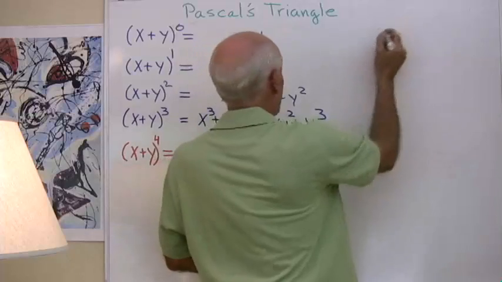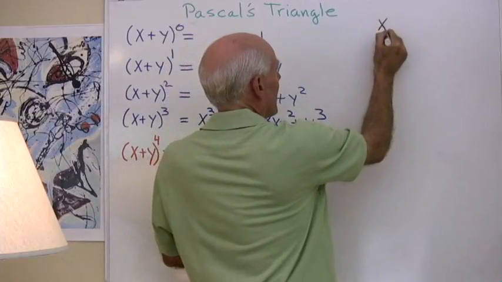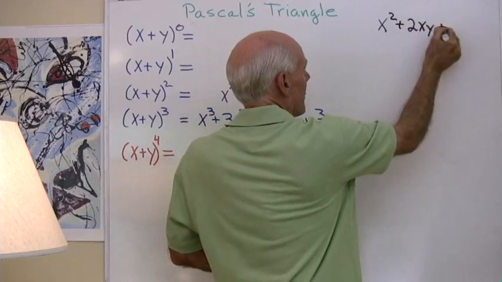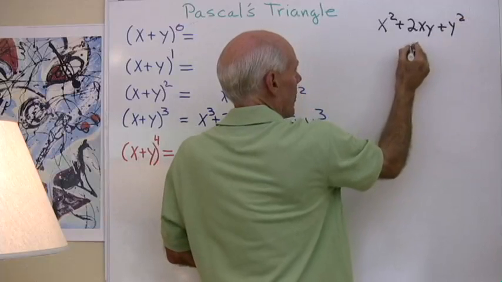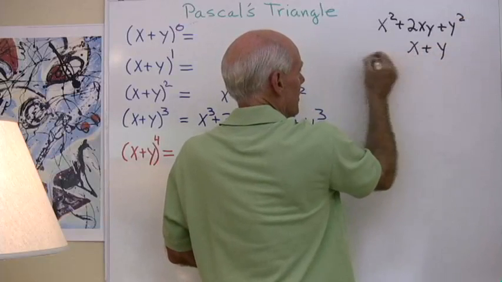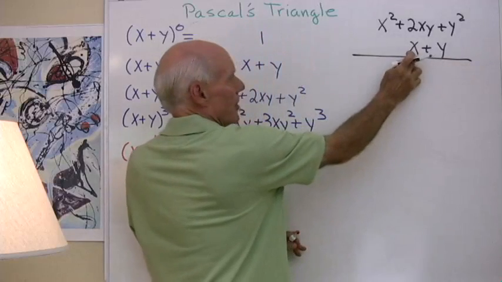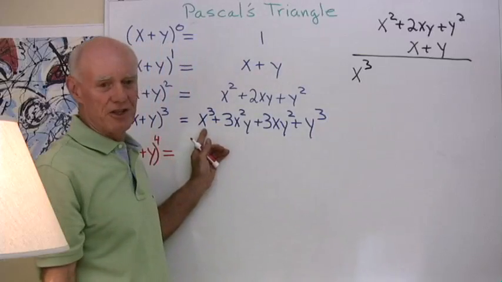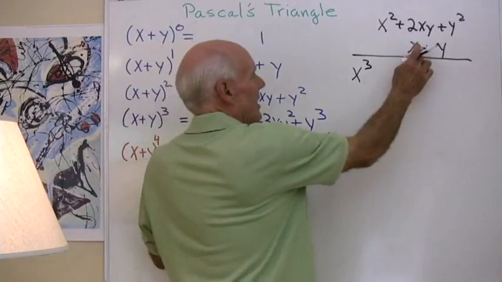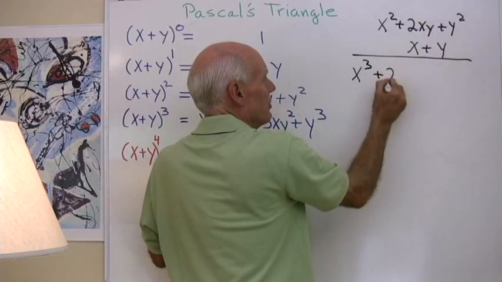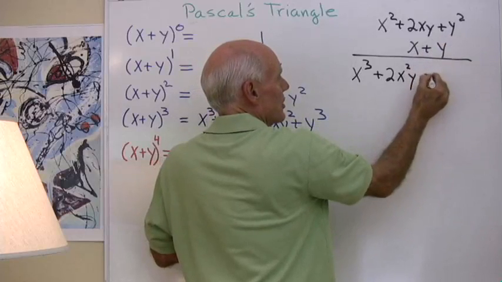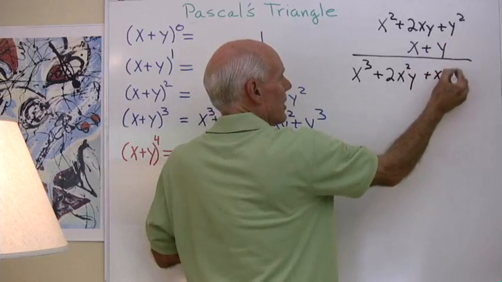So when I do that, x plus y squared is x squared plus 2xy plus y squared, and I want to multiply that by x plus y. So let's start: x times x is x cubed. So you can see where that first x cubed term comes from. x times 2xy is going to be 2x squared y. x times y squared is going to be xy squared.